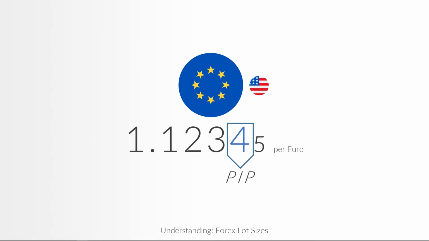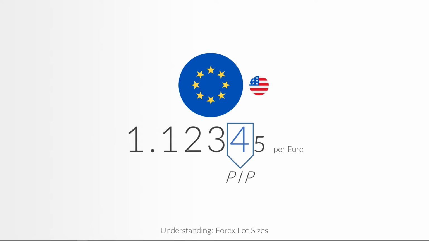This is quite important to understand, because a lot of the time you'll be tracking your performance in pips, and you can also look to calculate your profit and loss on the fly using this 4th decimal place, the pip. The 5th decimal place, by the way, is the fractional pip, sometimes called the pipette. Some people actually call the 5th decimal place the pip, so you need to be aware of that.